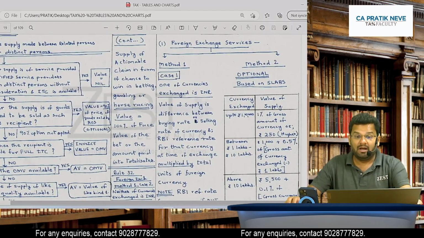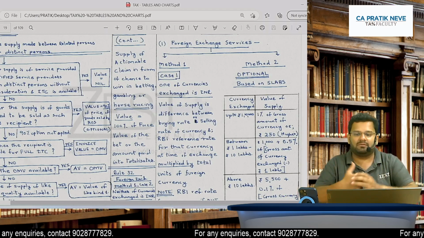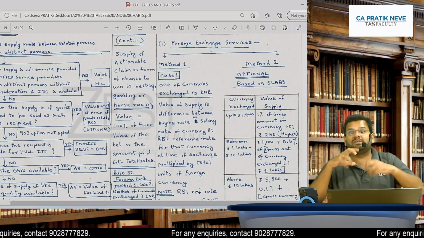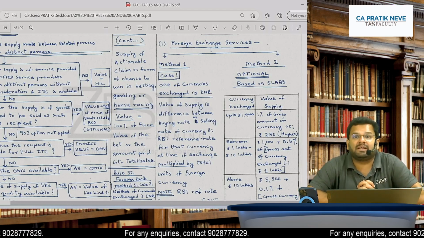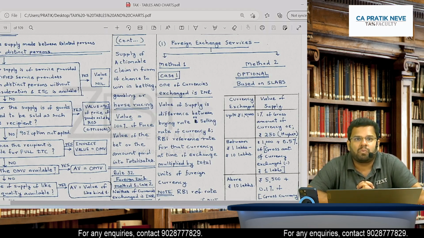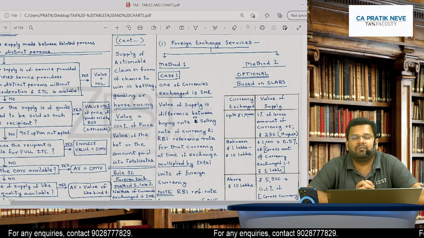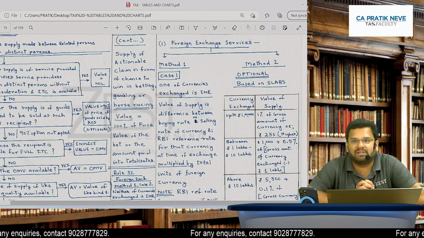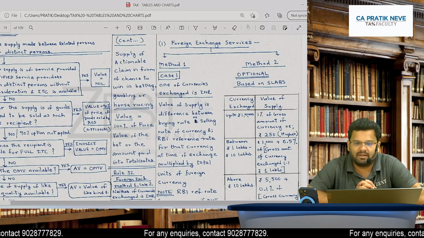In foreign currency I'm talking about foreign exchange services. Literally foreign exchange services that AD gives. AD means authorized dealer. Okay, authorized dealer gives foreign exchange services. We are talking about that. Or we are talking about a bank giving foreign exchange services. Friends, there are two methods in this.